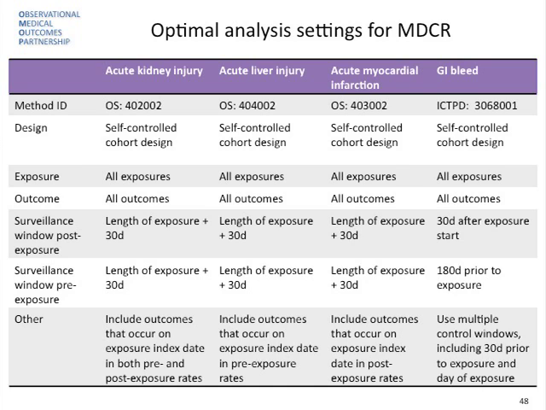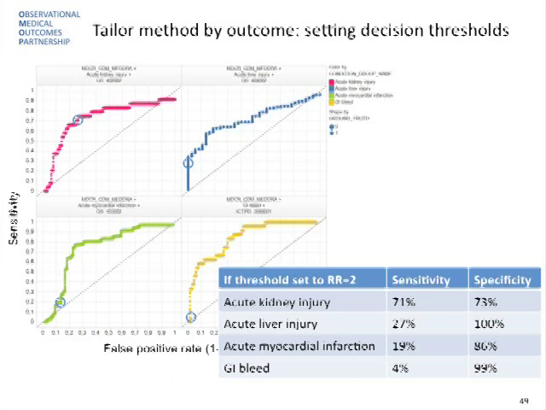Now, with this self-controlled cohort design, what we observed in terms of the optimal performance was that the general family of designs was consistent across our 4 outcomes. However, some of the specific choices made within a particular algorithm were slightly different.